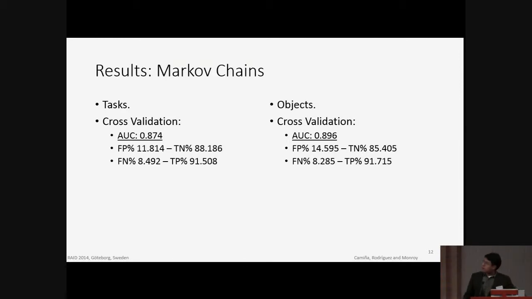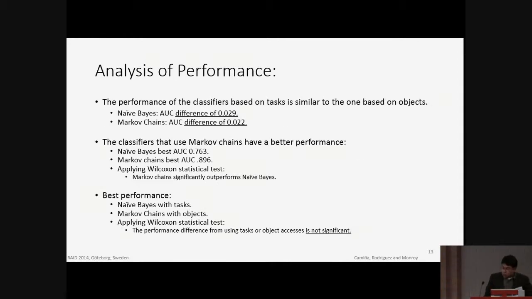When we're using Markov chains, the classifier that takes into account the temporal relationships, we can see the area under the curve gets better. There is a slight difference, with better classification with objects, but we can see that the false negatives and false positives really drop from the Naïve Bayes case. In this case, the Markov chains give us a really better performance.